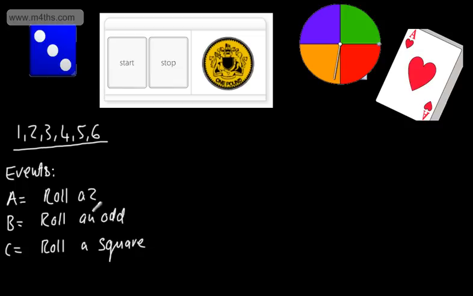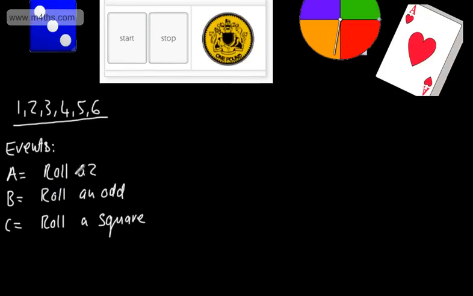So if we look at these, rolling a 2, there's 1 out of 6. B, rolling an odd: 1, 3 and 5. C, rolling a square: we've got 1 and 4, which are the square numbers. So which of these are mutually exclusive events? Which can't happen at the same time? Can A and B happen at the same time? Can we roll a number 2 and an odd number? The answer is no, as 2 is even. So A and B are said to be mutually exclusive.